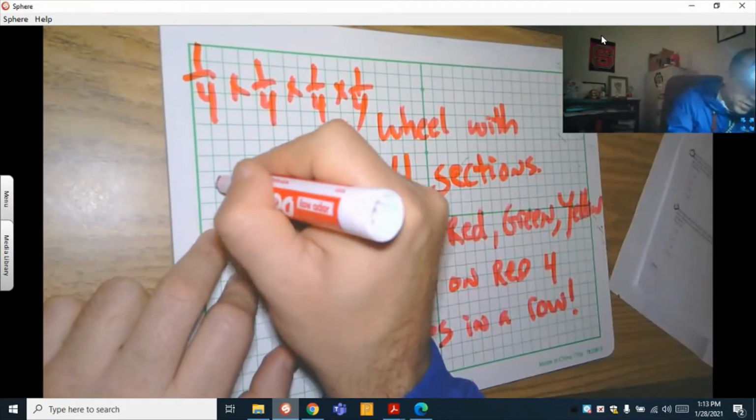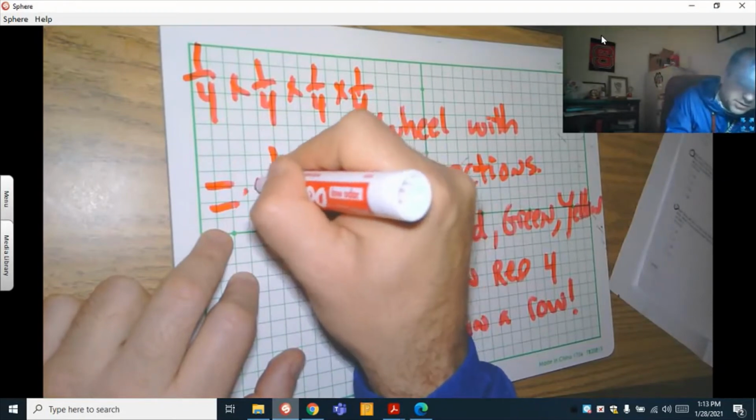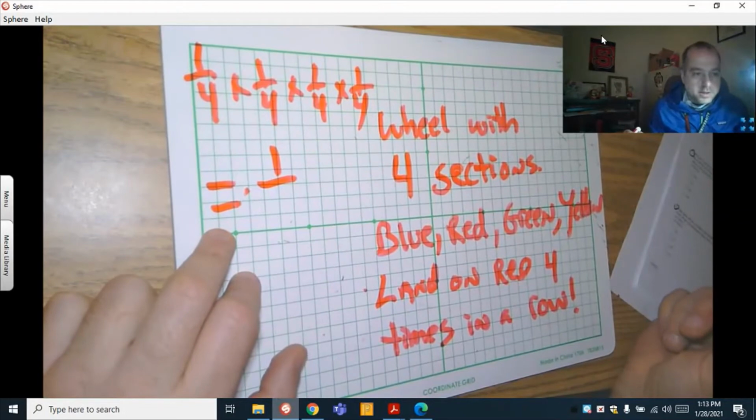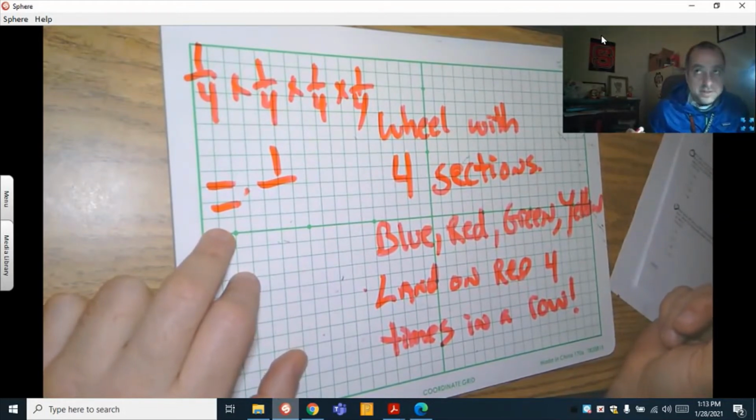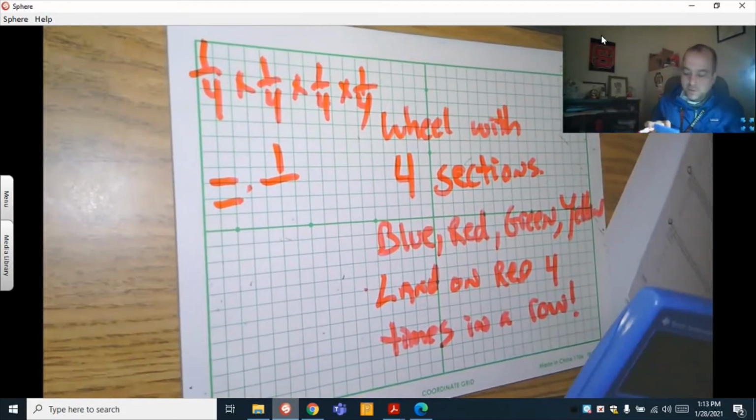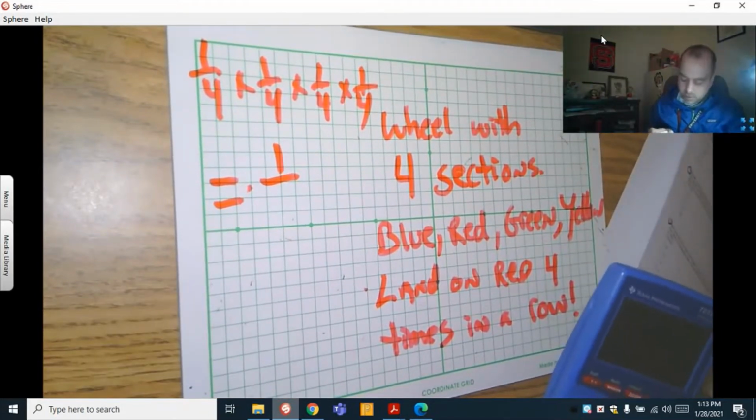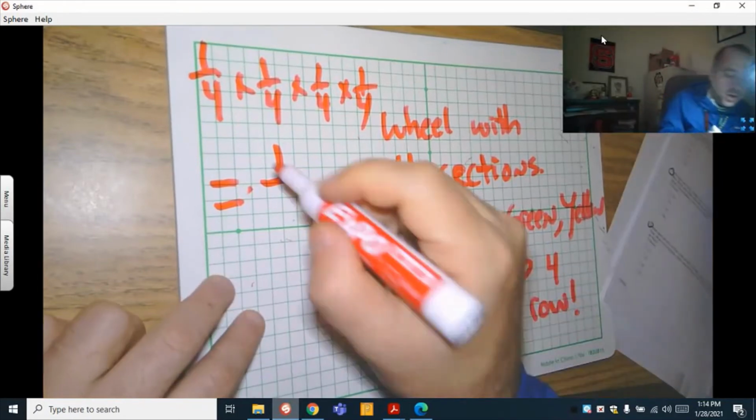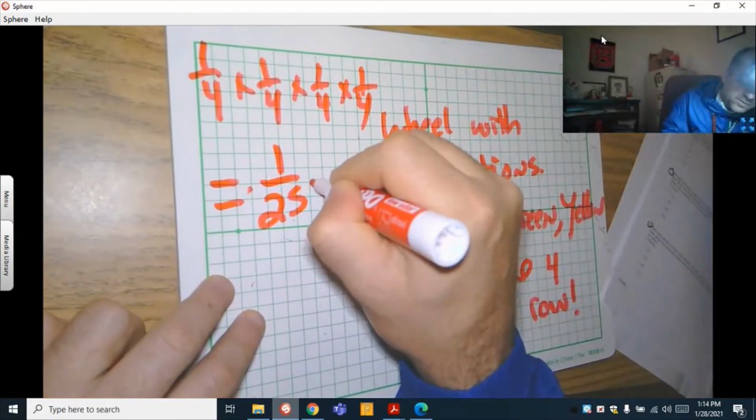And that equals, I'm going to try to do this in my brain. I might screw this up. 4 times 4 is 16. 16 times 4 is 64. And 64, I'm not doing 64 times 4, so I'm going to use the calculator. Okay, it's 256. 1 out of 256.